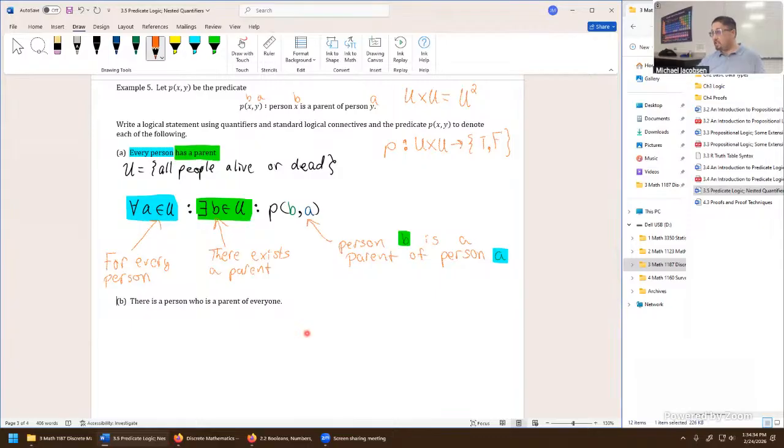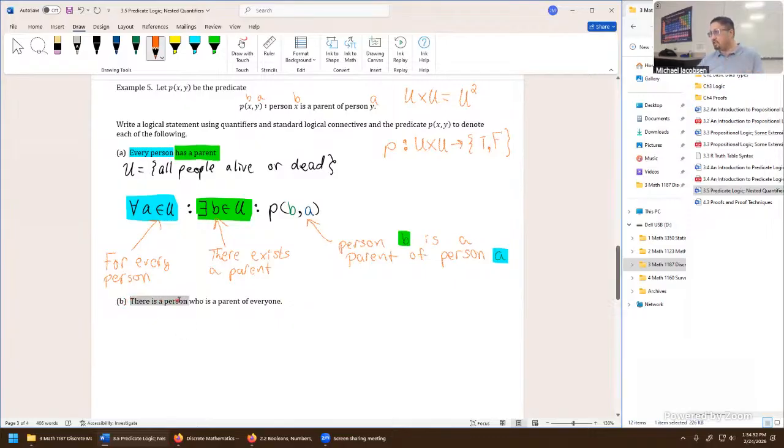Okay, this one is kind of a weird statement. There's a person who is a parent of everyone. Definitely a false statement, right? So we know that to be false, but we're still going to quantify it, put it down on paper, what that false statement would look like quantified.